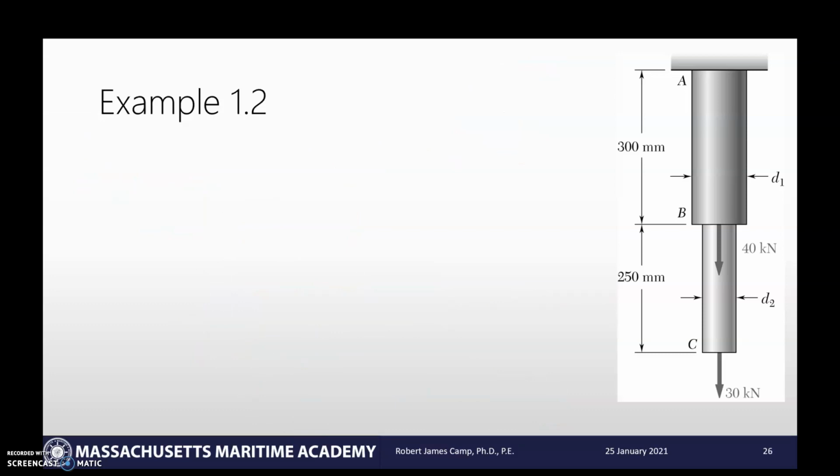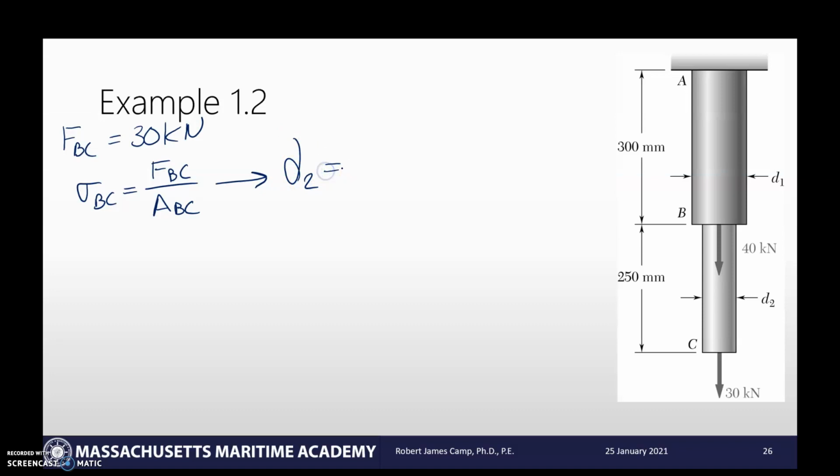Do the same thing with the second one, except the difference is our load is 30 kilonewtons. Actually, let's keep our notation consistent. The force in BC. And so we're going to do the same thing. The stress in BC is equal to the force of BC divided by the area of BC. And we're going to rearrange that equation just like we did for the first one, and we'll just jump right to it. D2 is going to be the square root of 4 over pi, force of BC divided by the stress of BC.